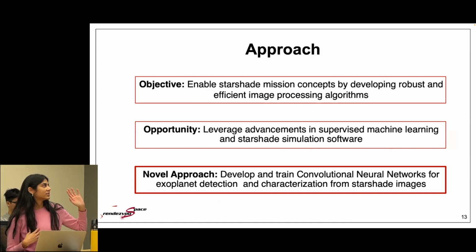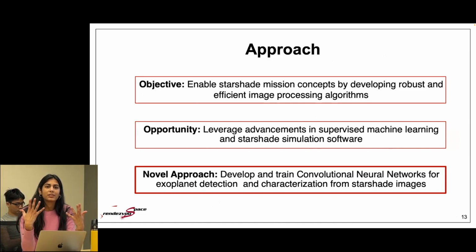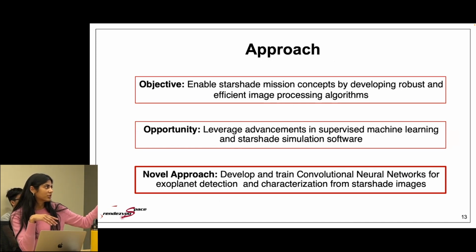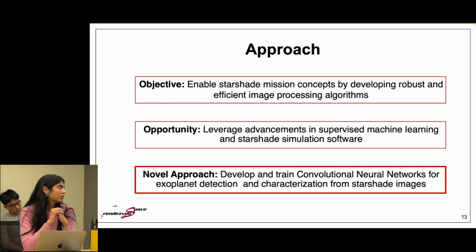So kind of to summarize what we've discussed, our high-level objective, again, is to characterize habitable worlds. And we've narrowed in this scope to a more tractable problem of focusing on starshade missions. So we can state our objective as enabling starshade mission concepts by developing robust and efficient image processing algorithms. The opportunity that we have that enables this research right now is that we can leverage advancements in supervised machine learning, as well as in starshade simulation software, to develop data sets that we can then use for our novel approach, which is to develop and train convolutional neural networks for exoplanet detection and characterization.